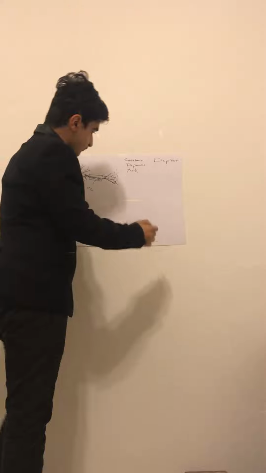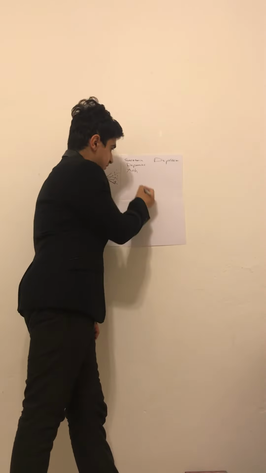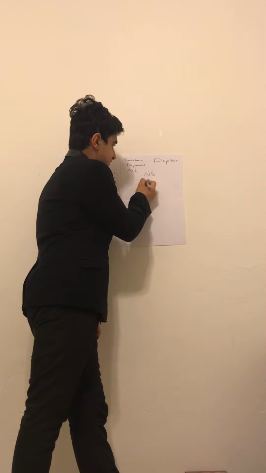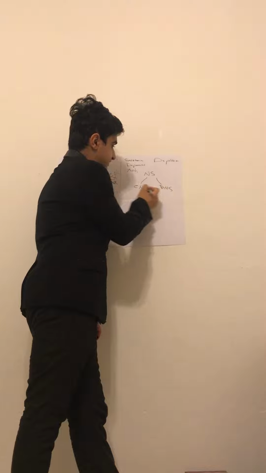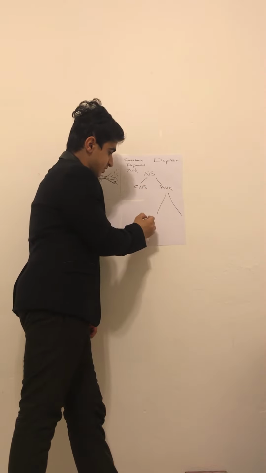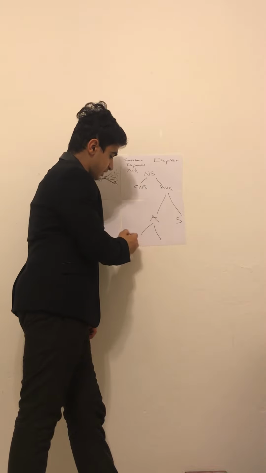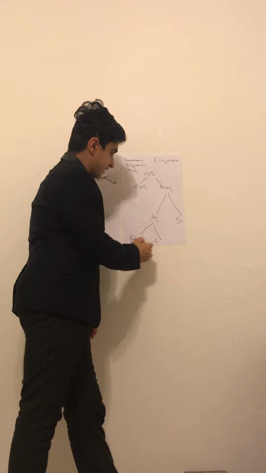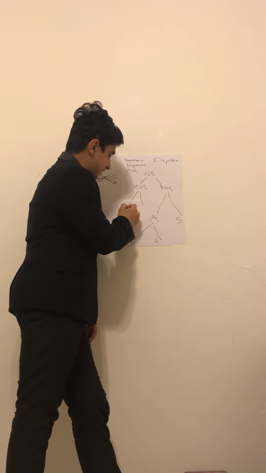Now, all of this aside, I'm also going to talk about the human nervous system. The human nervous system is comprised of the CNS and PNS, the central nervous system and the peripheral nervous system. The peripheral nervous system is comprised of the autonomic nervous system and somatic. The autonomic is comprised of parasympathetic and sympathetic. The central nervous system is comprised of the brain and the spinal cord.